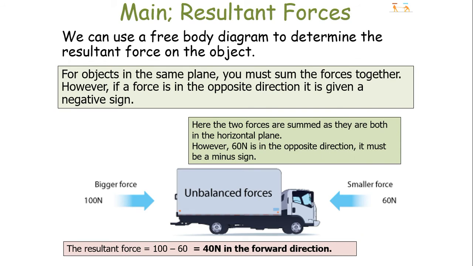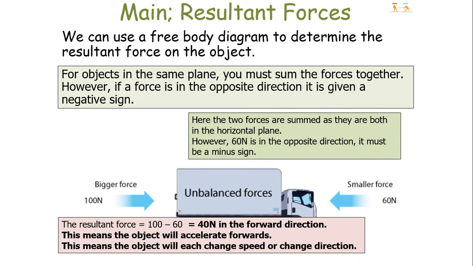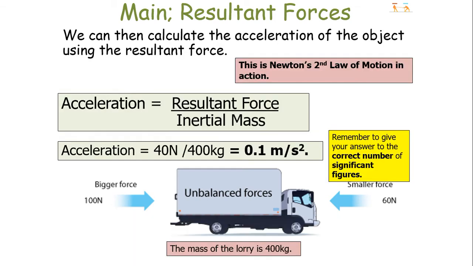So in this example, the resultant force is 100 minus 60. Why is it minus 60? Because 60 is acting in the opposite direction. So resultant force is 40 newtons forwards. Okay, so that's how it works. The object accelerates forwards. This means the object can either change speed or change direction.